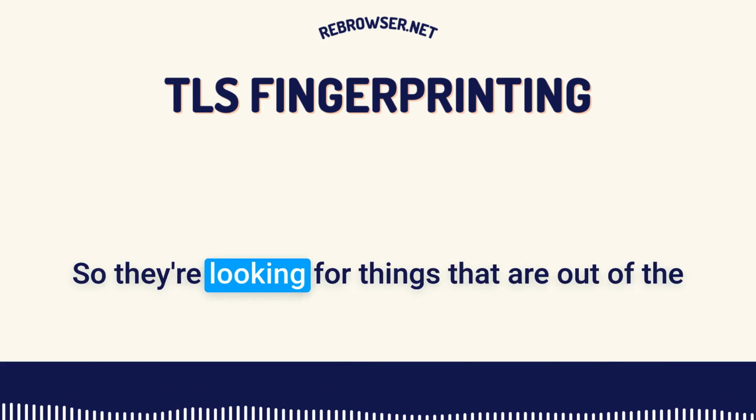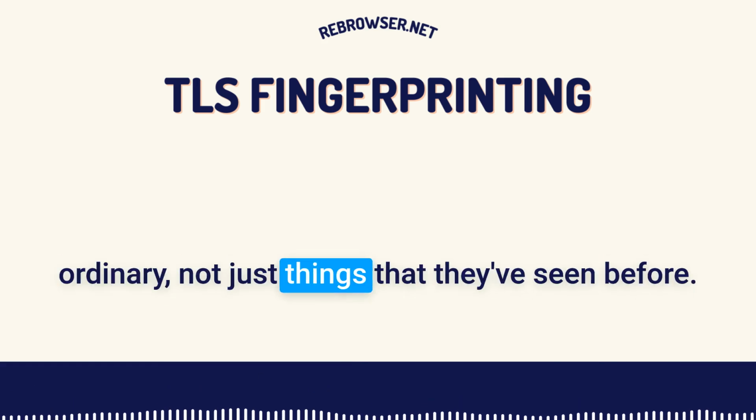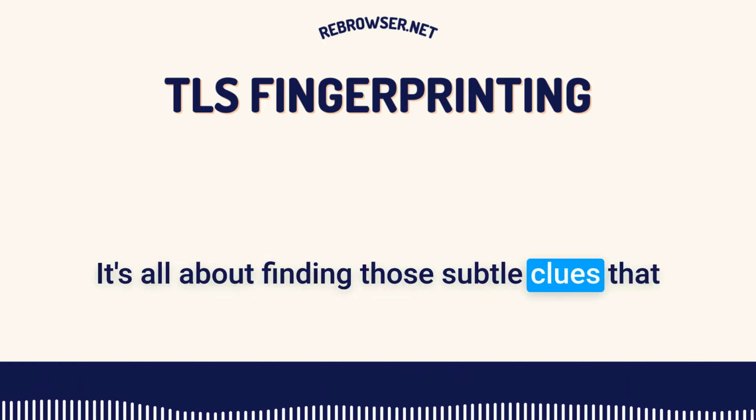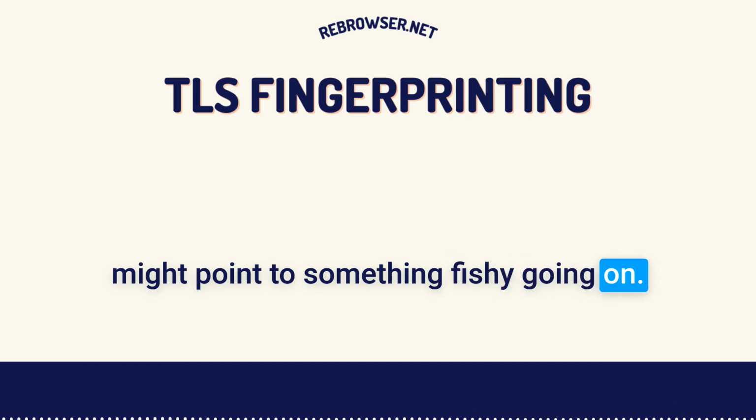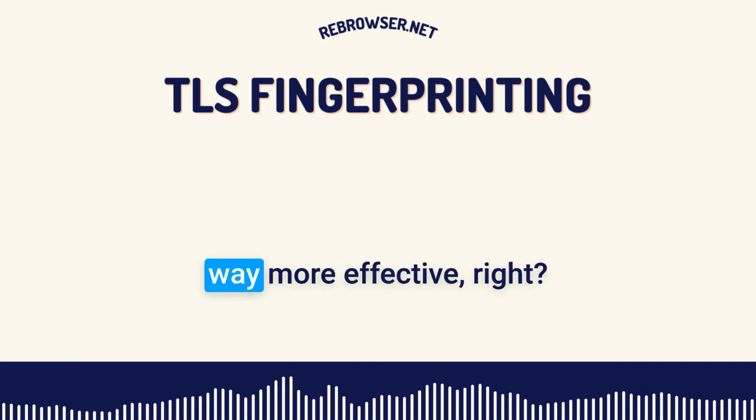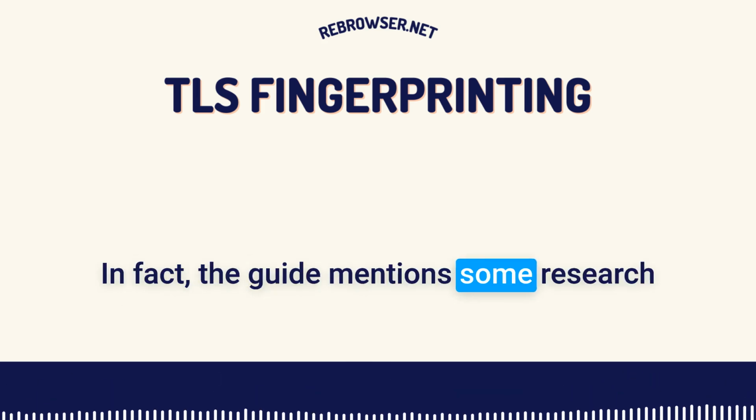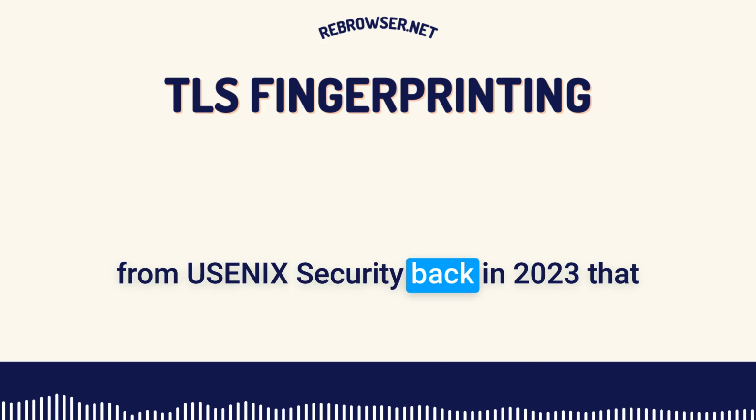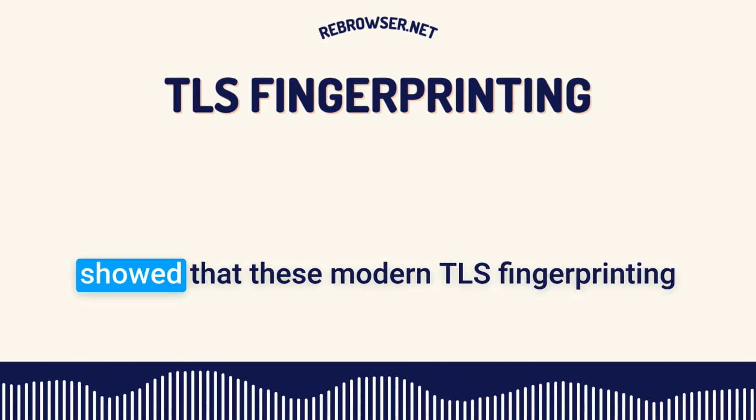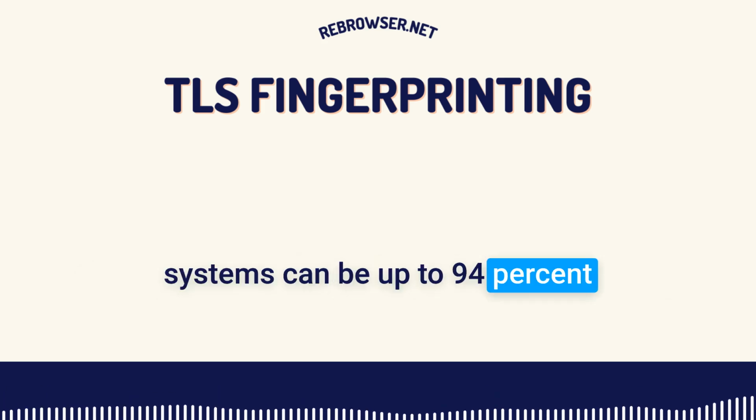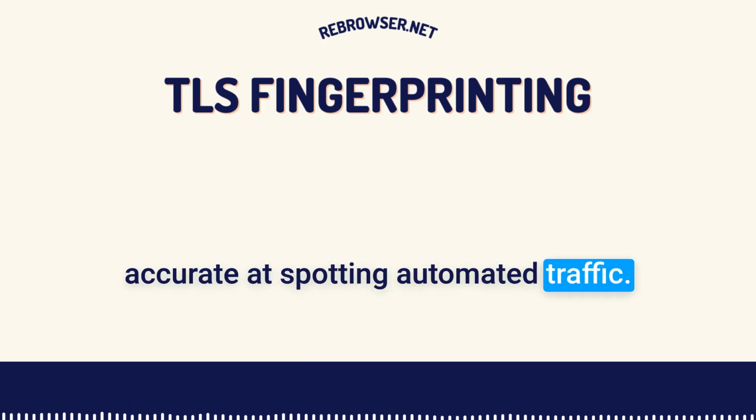I see. So they're looking for things that are out of the ordinary, not just things that they've seen before. Exactly. It's all about finding those subtle clues that might point to something fishy going on. Oh, that's really cool. And that's going to make it way more effective, right? It really does. In fact, the guide mentions some research from Usenix Security back in 2023 that showed that these modern TLS fingerprinting systems can be up to 94% accurate at spotting automated traffic.